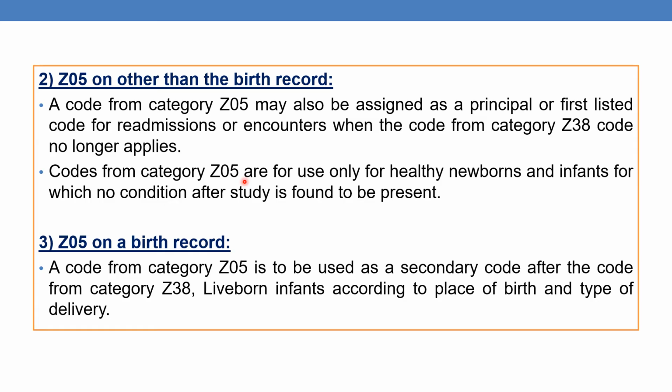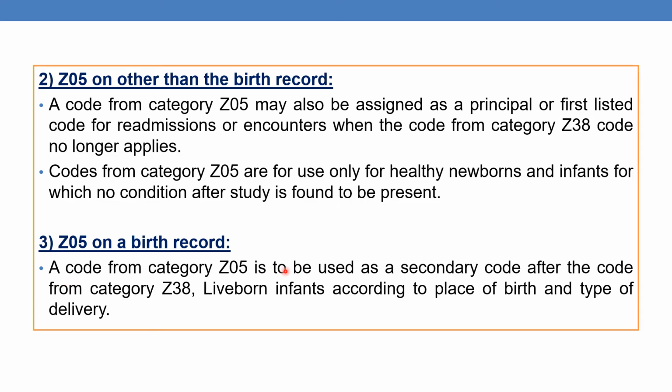Observation codes. Observation and evaluation of suspected conditions ruled out should be used only on healthy newborns and infants for which no condition after study is found to be present. If there are any signs and symptoms, you need to code signs and symptoms only, not Z05 codes. And if it is not the birth record, a Z05 code may be considered as PDX. And if it is a birth record, always remember Z38 will be the PDX, irrespective of reason for visit.